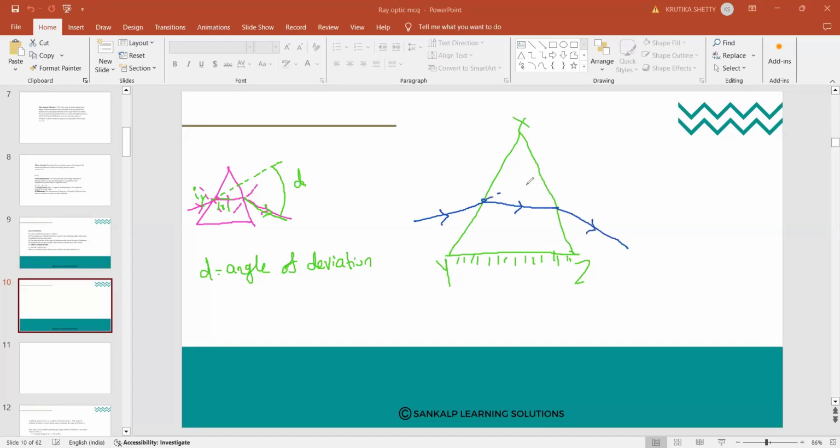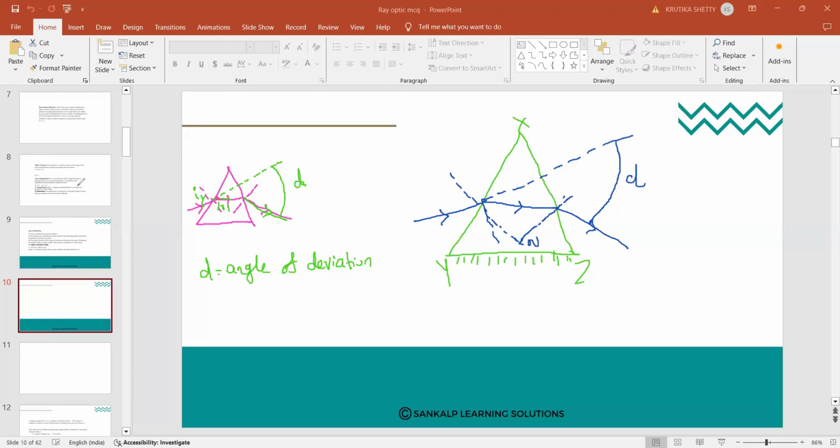So if I extend the incident ray, and this is the emergent ray, the angle between these two is called as what? Angle of deviation. Okay, so now for the first XY surface, let us take one normal. So here we are taking one normal, and for the XZ surface we are taking one normal. So we will meet these two lines at point N.